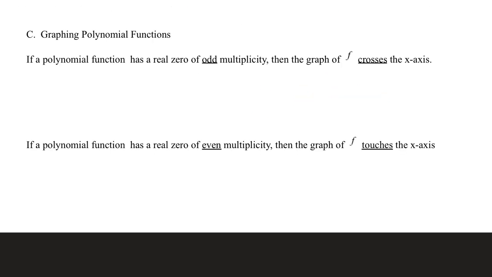Versus graphing polynomial functions. It says if a polynomial function has a real 0 of odd multiplicity, then the graph will cross the x-axis. All right, so what that means is if I have a 0 at x equals c, and I know the multiplicity is odd, so for a multiplicity of 1, it's going to cross through kind of like, if you were to zoom in on the graph, it would look like a linear function. It would just cross straight through, all right, x to the first power.